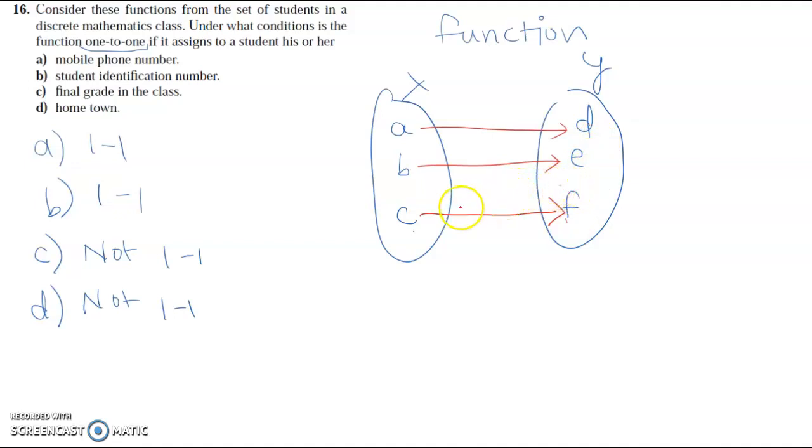Okay. What if we had a 4th student, student D, and that student received a grade of F? Let's say student A receives a grade of D, student B received a grade of E, and there are 2 students who received a grade of F. This is a function because given our input, we know exactly what our output is. But this is an example of a function that is not one-to-one.